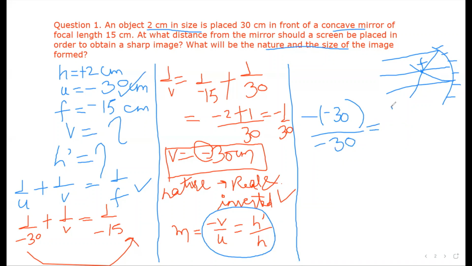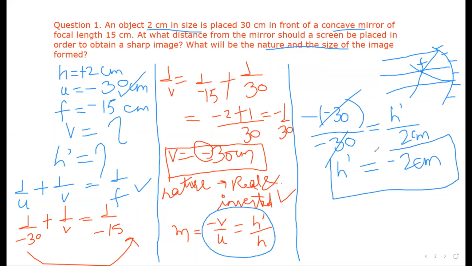H dash we don't know. We have to find out. And what is h here? That is 2 plus 2 centimeter. So this will be cancelled out. Minus sign will be left here. So h dash will be what? That will be, after doing cross multiplication, you will get minus 2 centimeter. So height of object is 2 centimeter and height of image is also 2 centimeter.